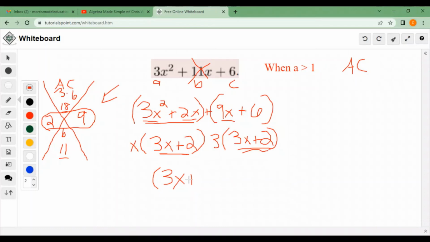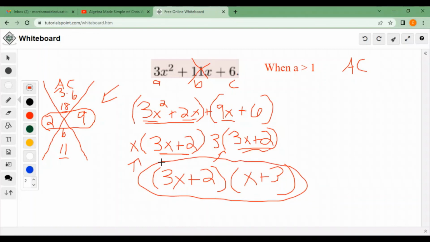It's a binomial GCF, but I just write it one time. And then I take the GCFs that I had here originally, the x that we had in this set and the 3 in this set, and we're going to put them in the other parenthesis. So the x plus 3 goes into the other parenthesis, and that's it, and we are finished. So the factorization of this trinomial is 3x plus 2 and x plus 3. This is the AC method for factoring a quadratic trinomial when the a is greater than 1.